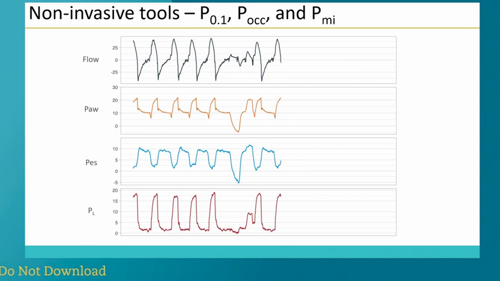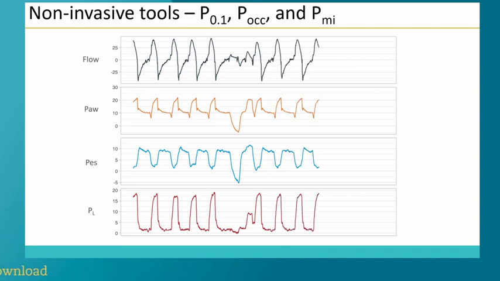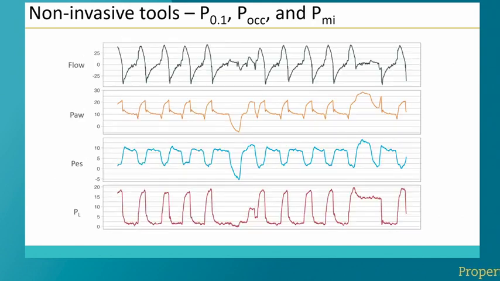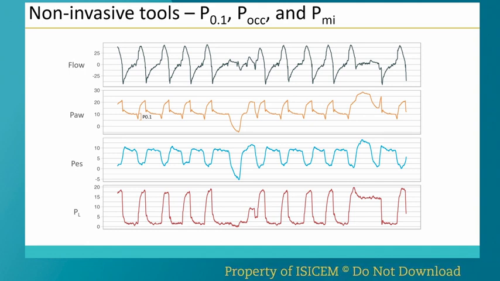Some non-invasive tools have been designed to actually measure this without the need of extra equipment. So here we have some examples, which I'll freeze right now. The first, probably the most well-known, is the P0.1, which represents the pressure in the airway in the first 100 milliseconds since the breath was initiated.